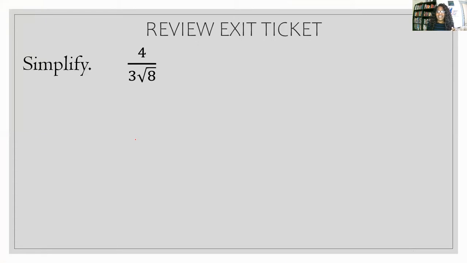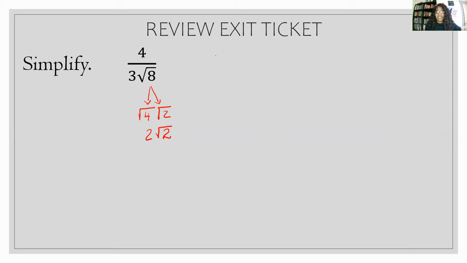Before we get into today's lesson, we need to review what we did last time, which was rationalizing the denominator. We can't have a radical in the denominator. We need to get rid of it. So for this example, we had 4 over 3 times the square root of 8. I noticed that square root of 8 can be broken down into that perfect square and prime combination. So we have our square root of 4 and our square root of 2. Square root of 4 gives me 2, and the square root of 2, since it's prime, comes on down.